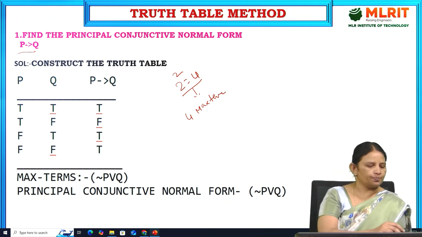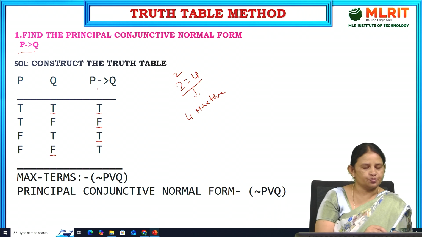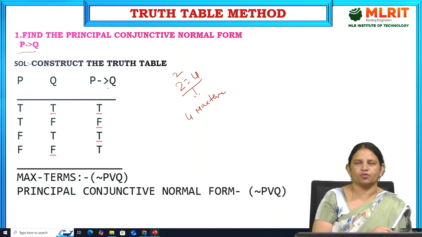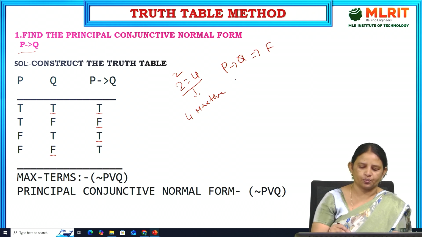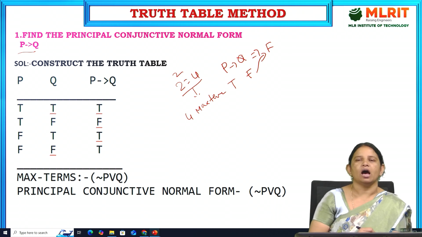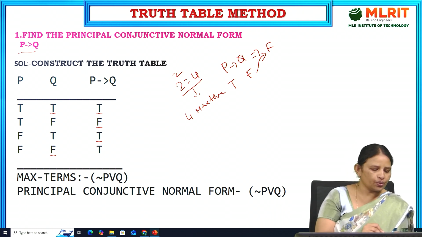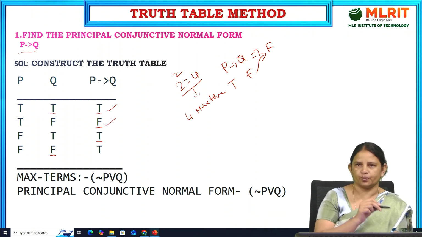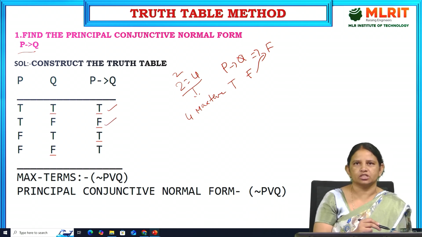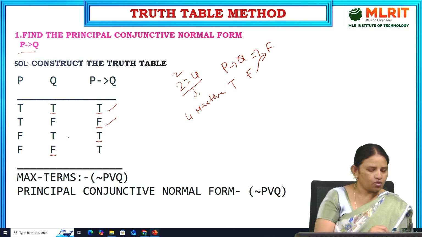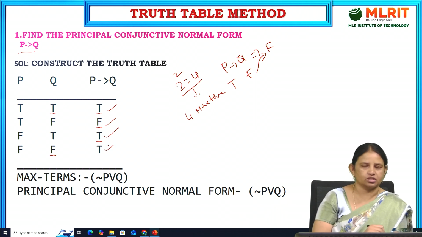So consider P, Q. The statement is P implies Q. You know the truth table for P conditional Q. P conditional Q returns false if the first proposition is true and the second proposition is false. Otherwise, for all the remaining conditions, it returns true. True, true, true. True, false, false, because the first proposition is true and the second is false. False, true is true. False, false is true.